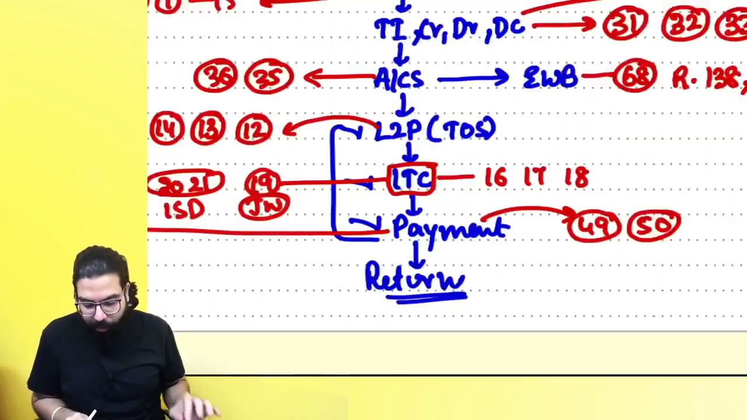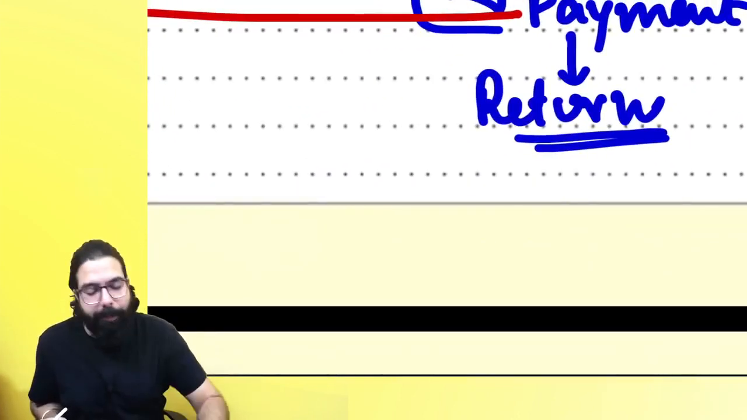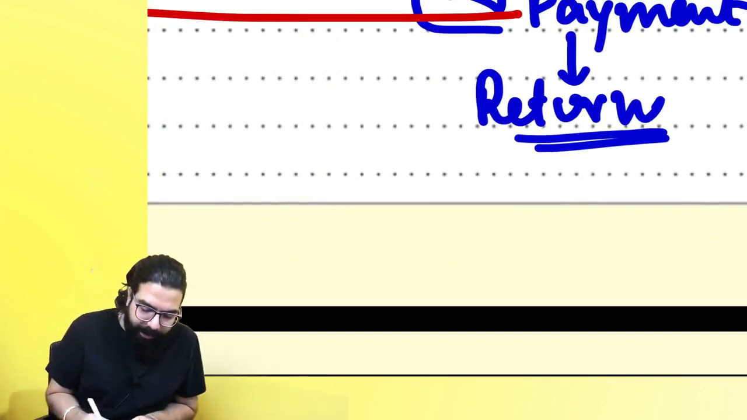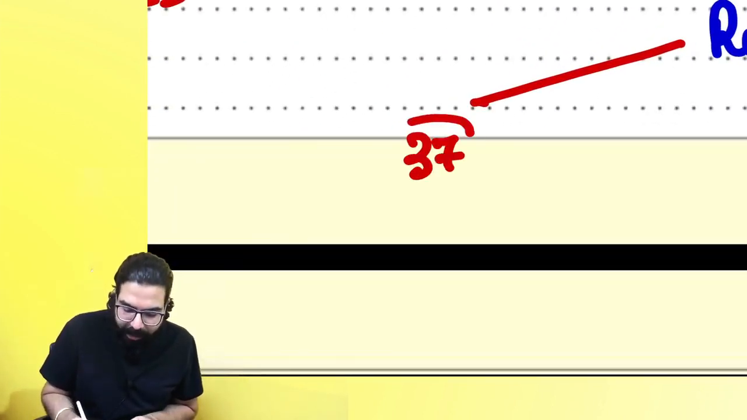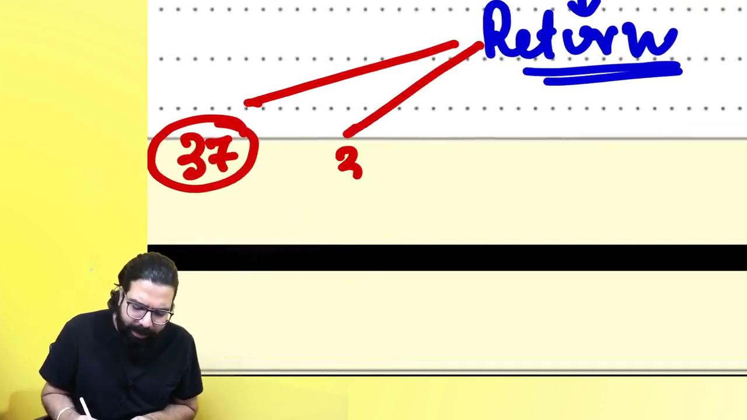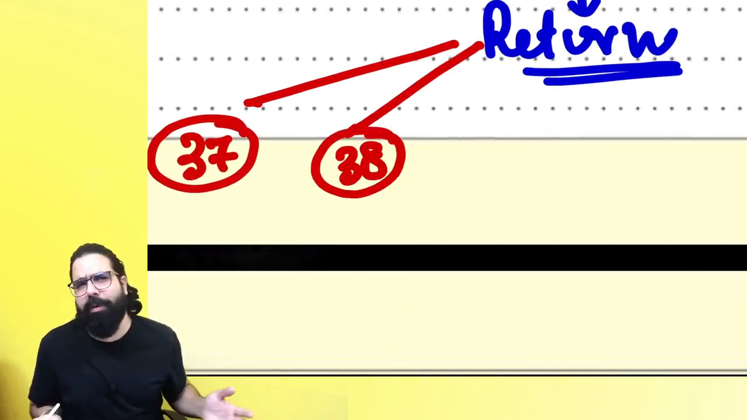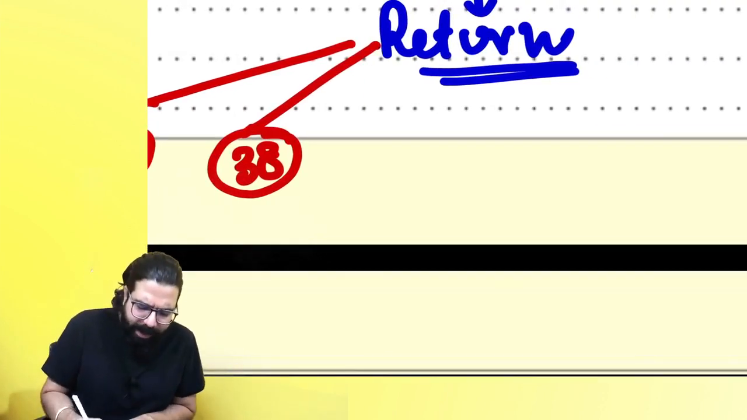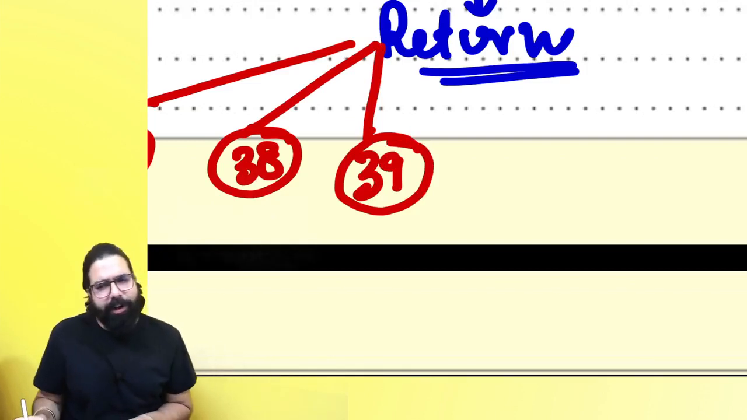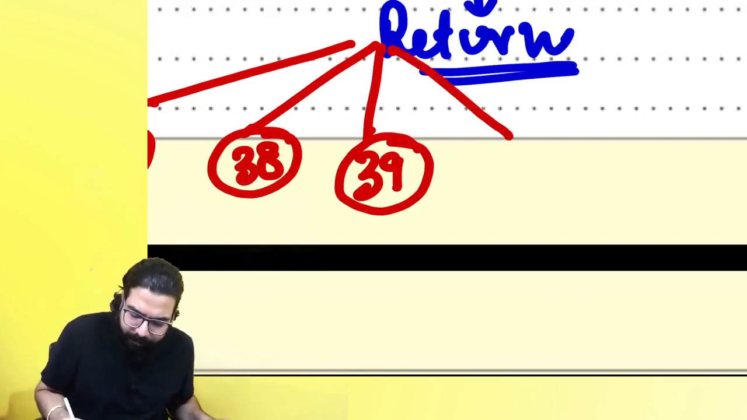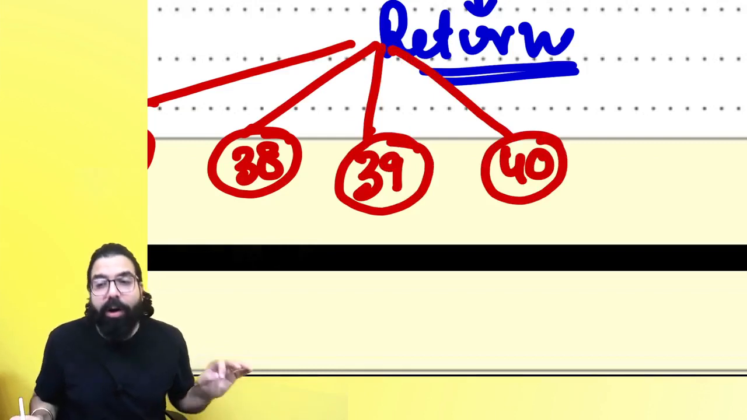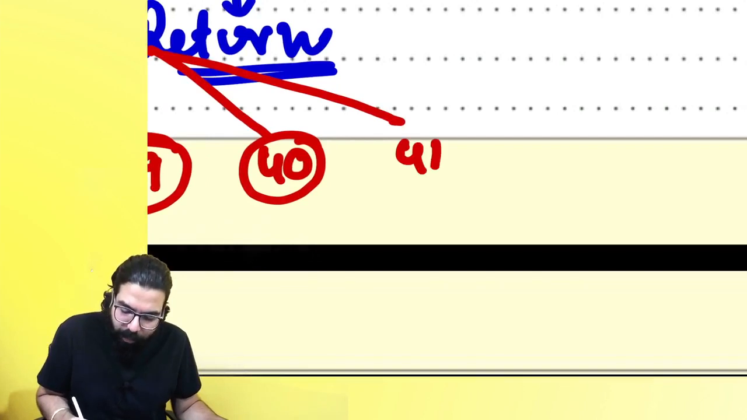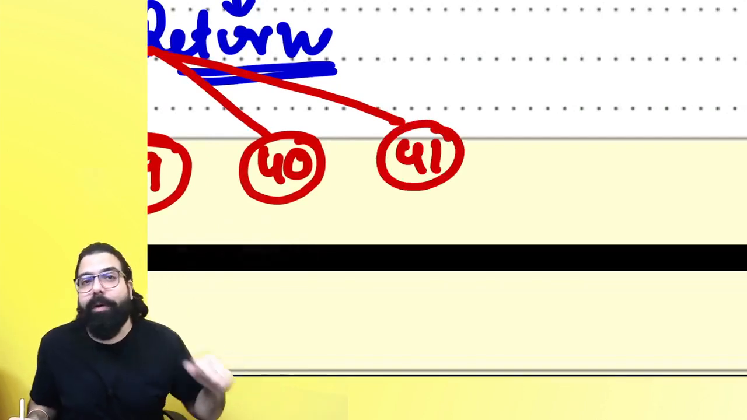Okay, sir. Now we are going to learn the chapter of returns. Everyone, we are going to learn the chapter of returns. In the returns chapter, we have section number 37, outward supply details, and 38, which earlier talked about GSTR 2 and now talks about GSTR 2A. Then we had section number 39, which is your returns, the monthly returns, etc. Then we have 40, which is the first return. Then we have section number 41, provisional ITC, which it was talking about earlier.